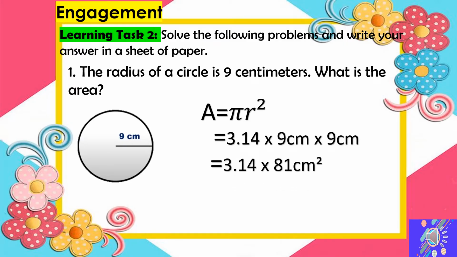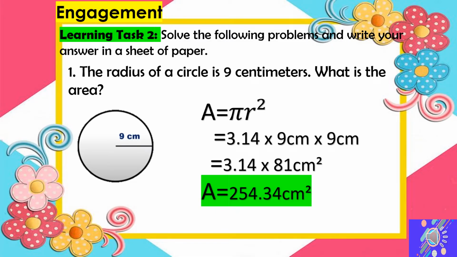So that means when we multiply 9 by 9, the answer will be 81 square centimeters. So 3.14 times 81 square centimeters, the area of the circle is 254.34 square centimeters.